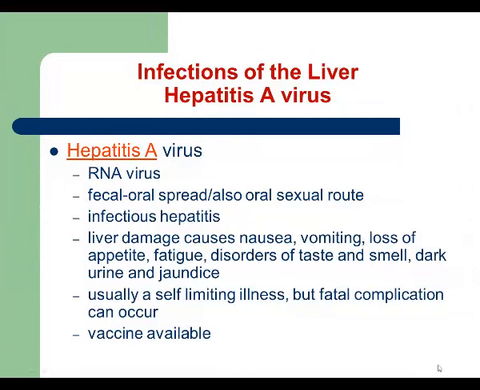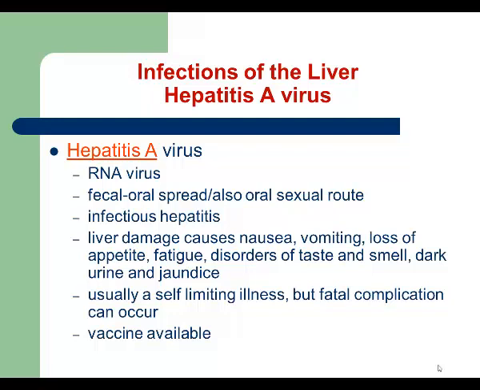And in the last part of this lecture, we will talk about infections that affect the liver. We'll start with hepatitis. There are different types of hepatitis virus that can cause hepatitis. The first one is called hepatitis A. Hepatitis A is caused by hepatitis A virus.